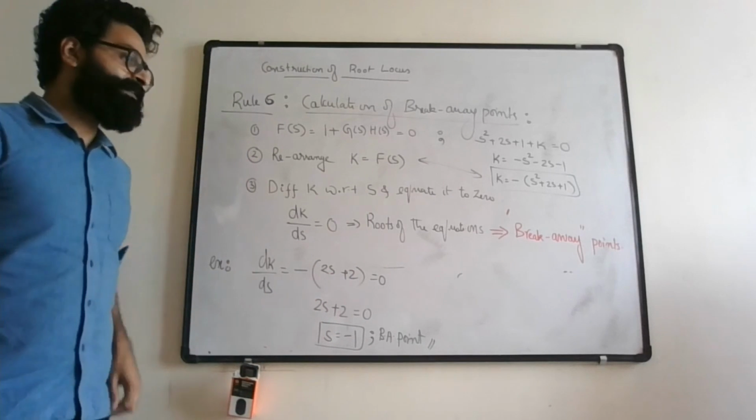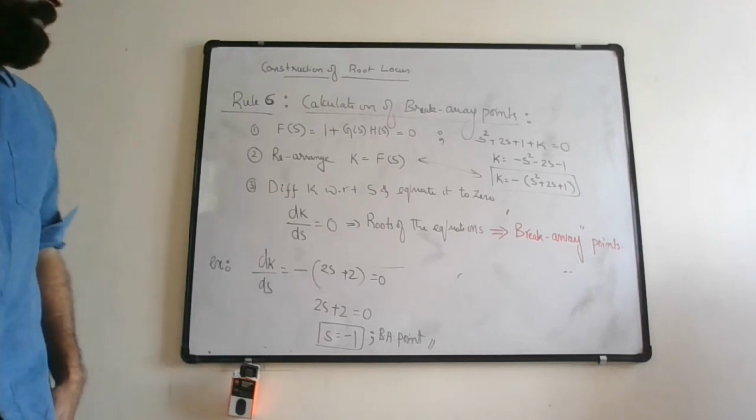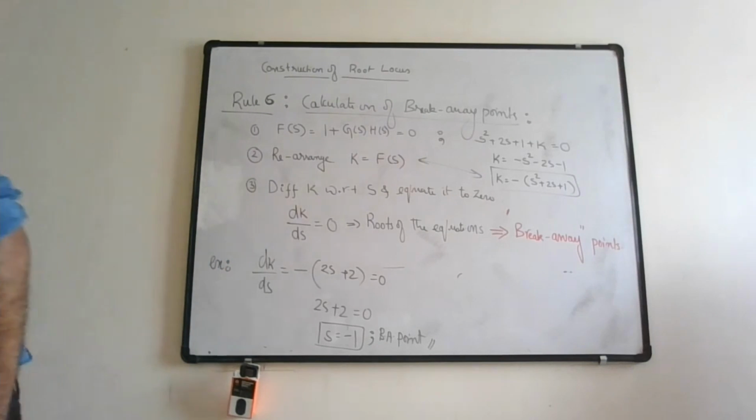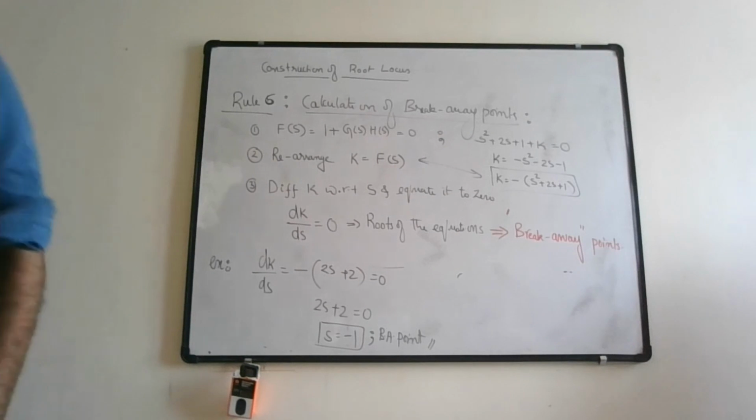So this is called the breakaway point. Now this breakaway point is connected to rule number 3. What was rule number 3? Rule number 3 is identification of root locus sections.